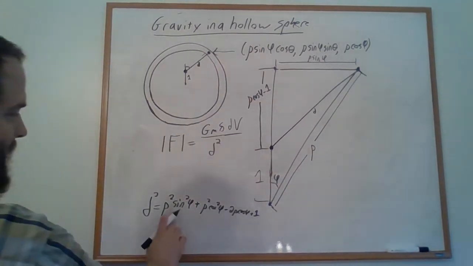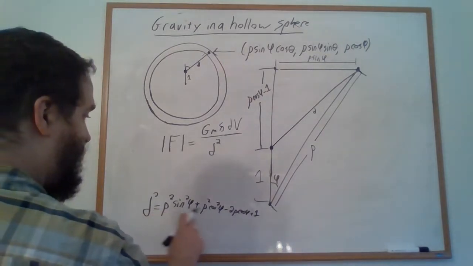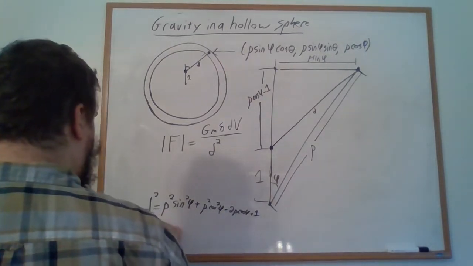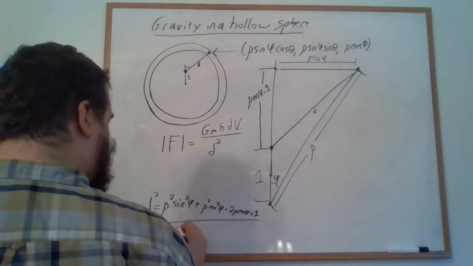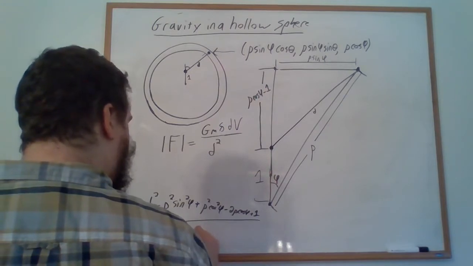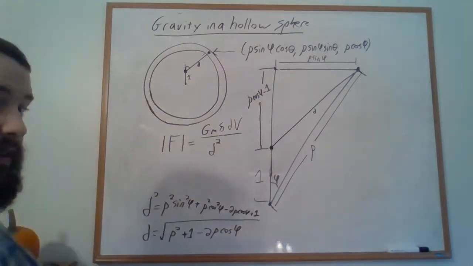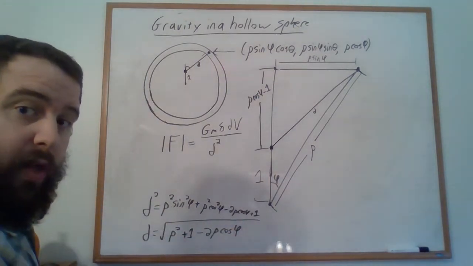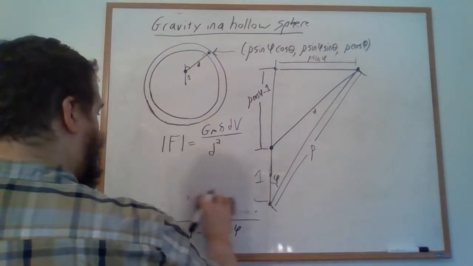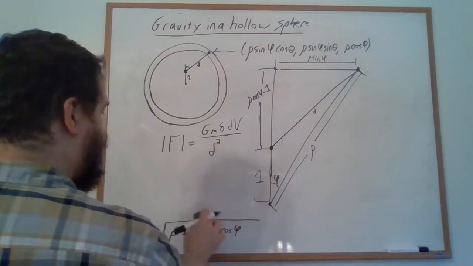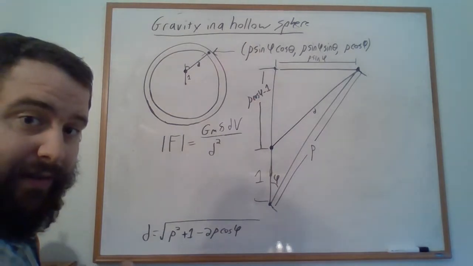And then, of course, we notice that sine squared phi plus cosine squared phi is equal to 1. So this bit here is just equal to rho squared. So d is going to equal the square root of rho squared plus 1 minus 2 rho cosine phi. You get exactly the same answer if you use the law of cosines in this case. So that allows us to work out exactly what the formula for d is. And you might think, oh, this actually works out quite nicely because we have a d squared here.